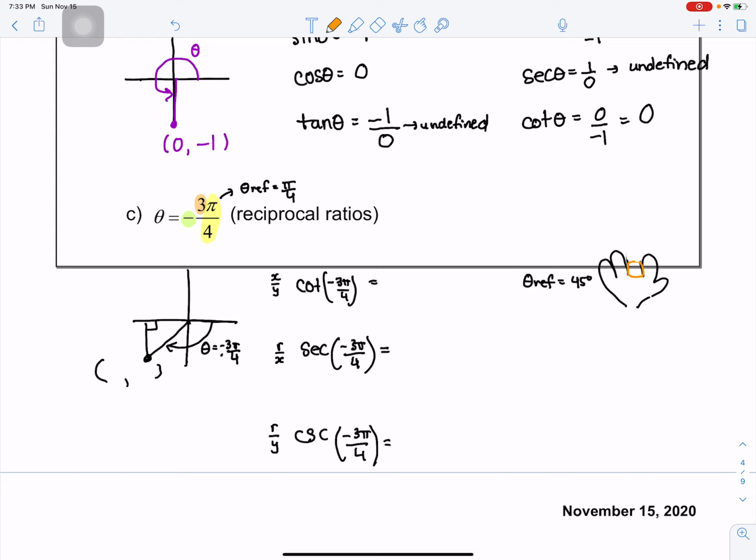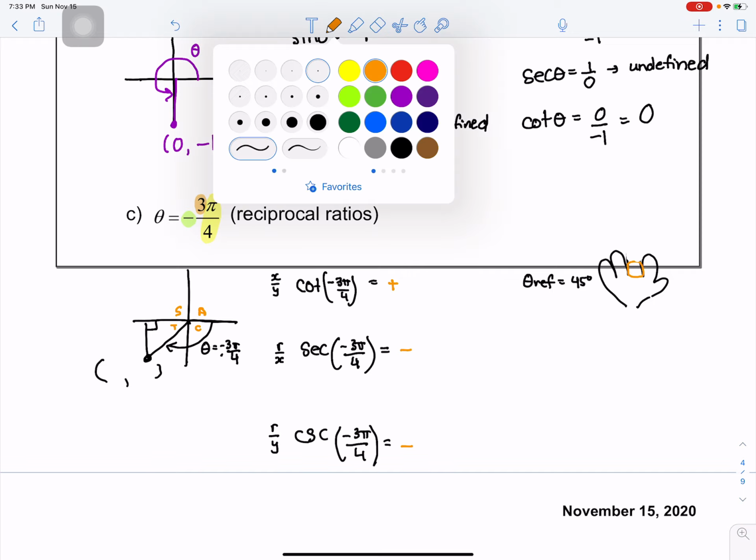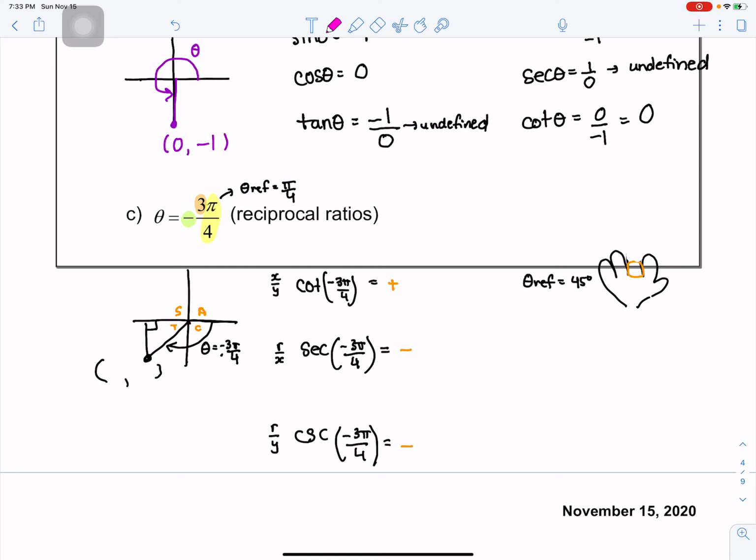Now I'm going to put the CAST rule in. So this is C-A-S-T. Cotan will be positive because it's the reciprocal of tan. Secant and cosecant will both be negative because they're the reciprocals of sine and cosine. And sine and cosine are negative in quadrant 3. Now I'm just going to take the values off my fingers. So I have 2 cosine fingers. My palm is a 2.